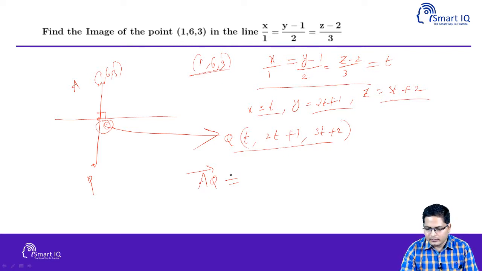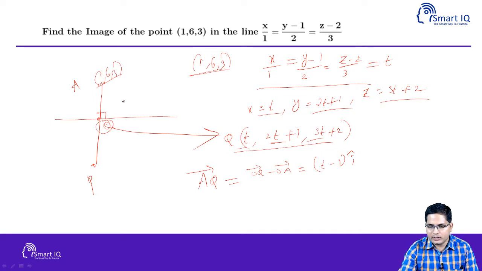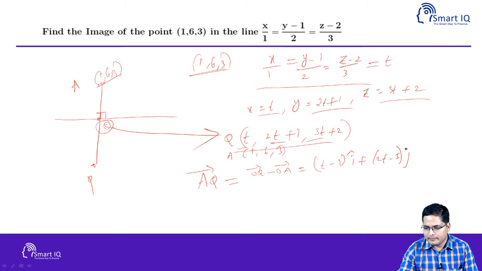So AQ is the position vector of Q, that is OQ, minus the position vector of OA. So basically we subtract Q point minus A point. So (t minus 1) i cap, I am just writing A here itself, (1, 6, 3). So t minus 1, 2t plus 1 minus 6, that is (2t minus 5) j, (3t minus 1) k. So this is the vector AQ.